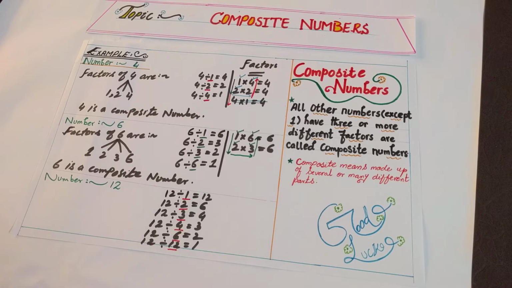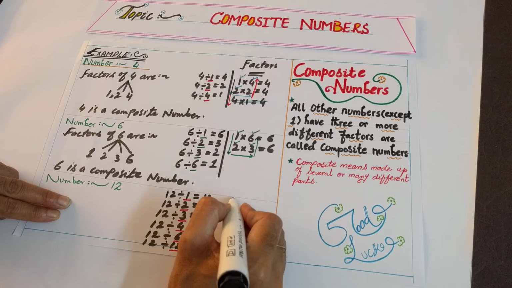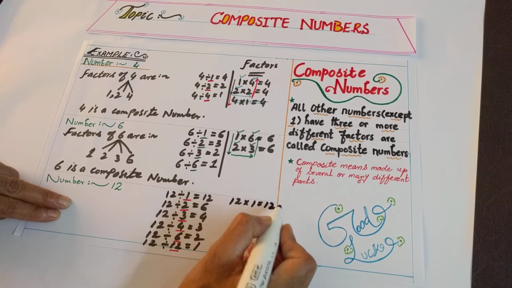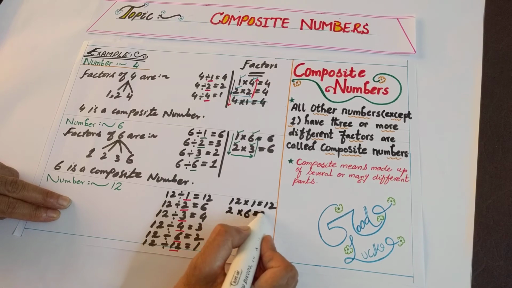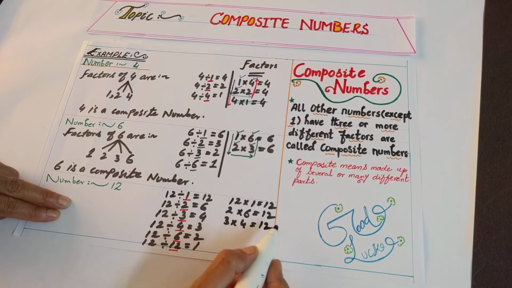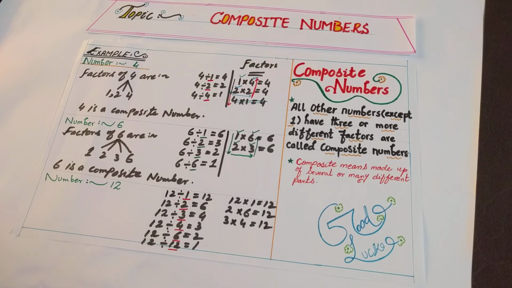So what are the factors of 12? Let's check it by multiplication also. 12 ones are or 1 12s are, both are the same. 2 6s are 12. 3 4s are 12. From here factors are going to repeat, so I will not repeat the factors. 12 ones are or 1 12s are, 2 6s are, 6 2s are, 3 4s are or 4 3s are.